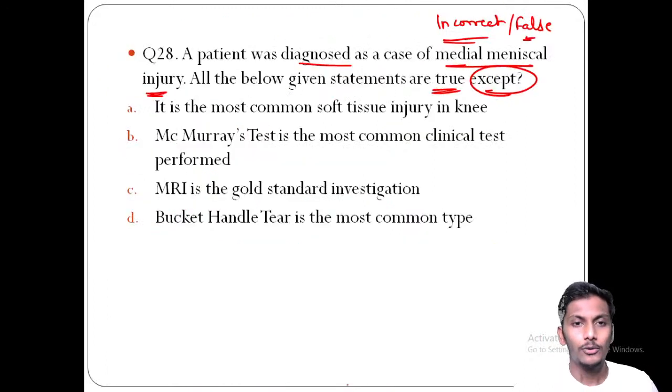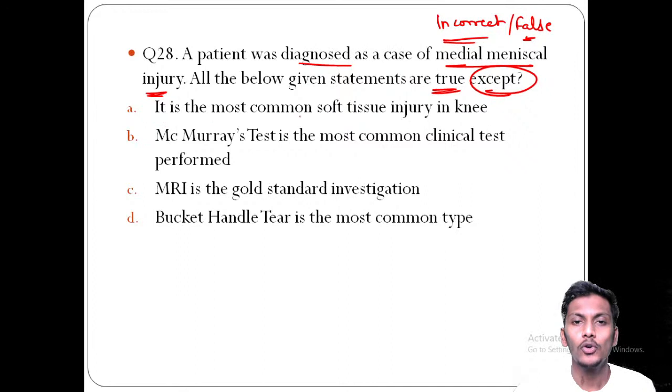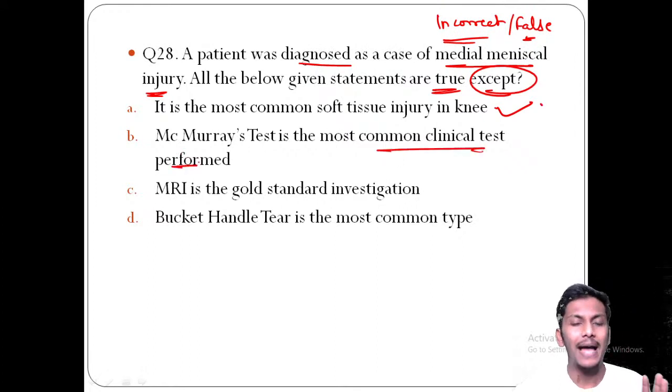Now let's go back to our question. A patient was diagnosed as a case of medial meniscus injury. All the statements are true except, so which is the false statement? Option A, it is the most common soft tissue injury in the knee. Yes, it is. Option B, McMurray's test is the most common clinical test performed. Yes, most common is McMurray's test. Best test is joint line tenderness.